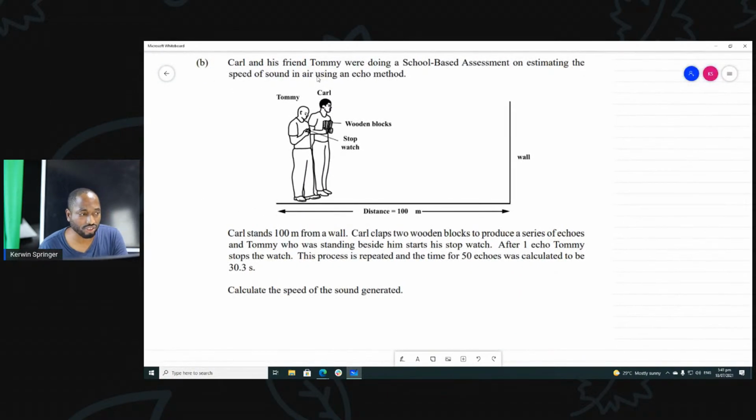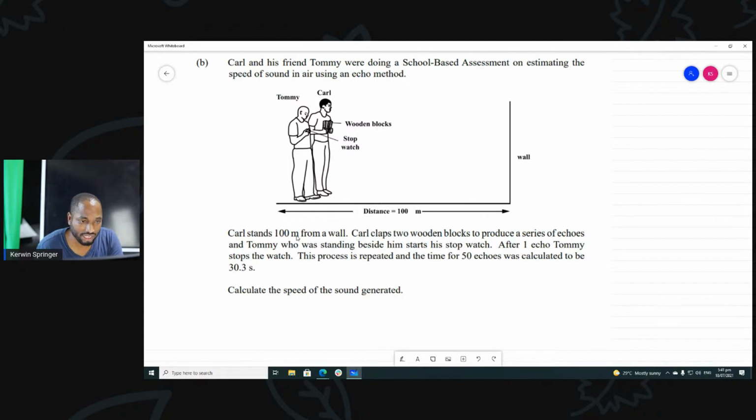Carl and his friend Tommy. You could show 3 holes, yeah, you could just use one container and show 3 holes. Carl and his friend Tommy were doing an SBA to estimate the speed of sound using the echo method.